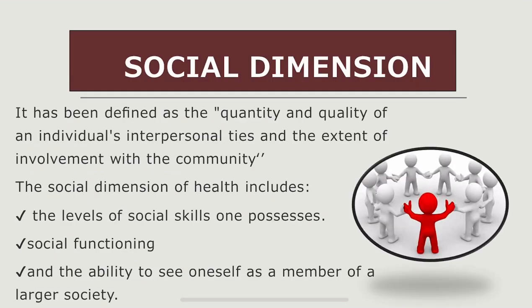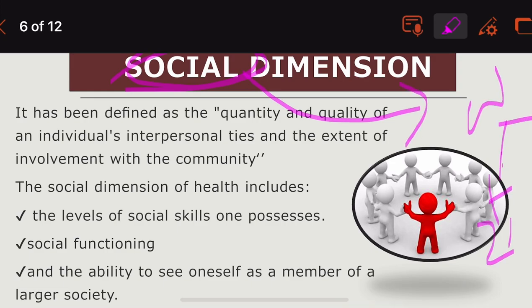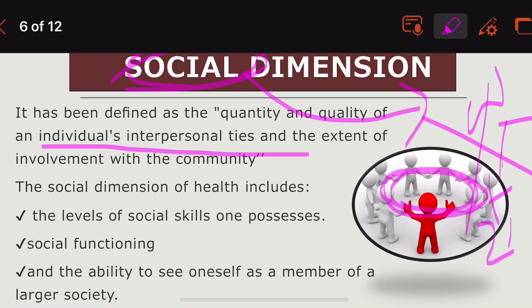Moving on to the social dimension. It has been defined as the quantity and quality of individuals' interpersonal ties. So here they are not speaking about the social media. It's not about WhatsApp, Twitter, Facebook, IG. Here they are talking about the individual's interpersonal ties and also the extent of involvement with the community. That is nothing but the social health or the social dimension.